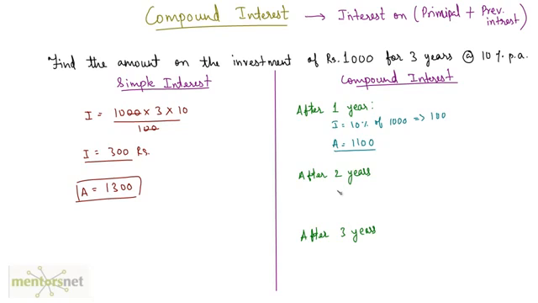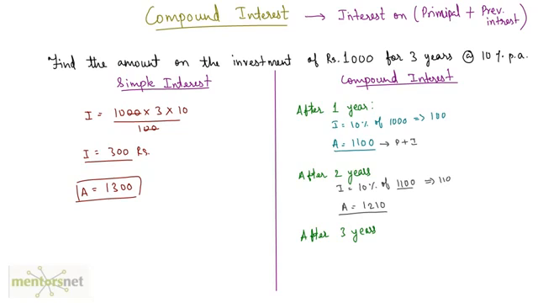Now for the second year, the interest will be calculated on the principal plus the previous year's interest. Basically this is the amount from the previous year. So the interest is again 10% of the amount obtained in the previous year. That's 10% of 1100, and that's 110. So the amount will be the principal 1100 plus 110, and that's 1210. So this is the amount for the second year.